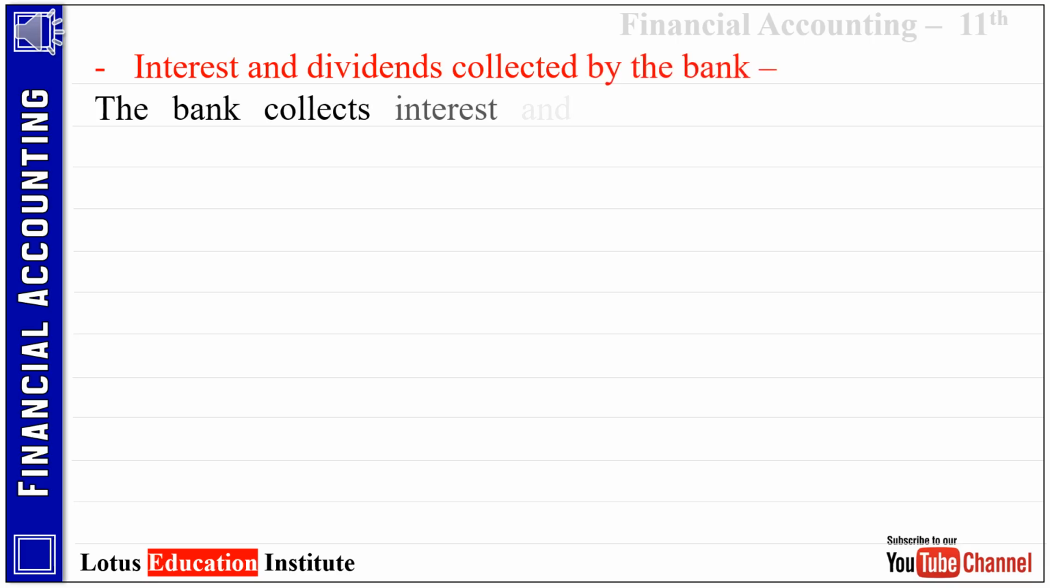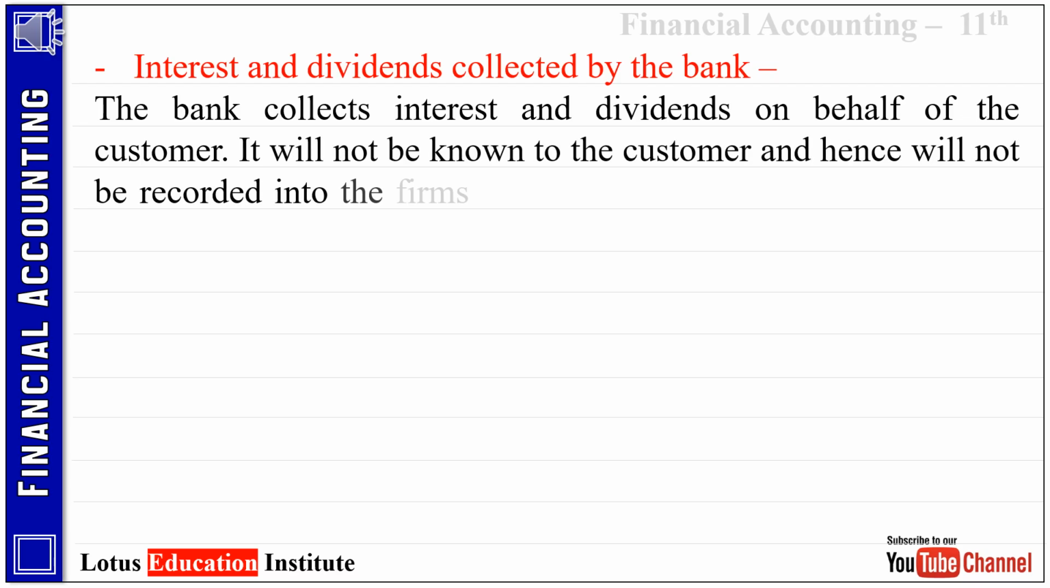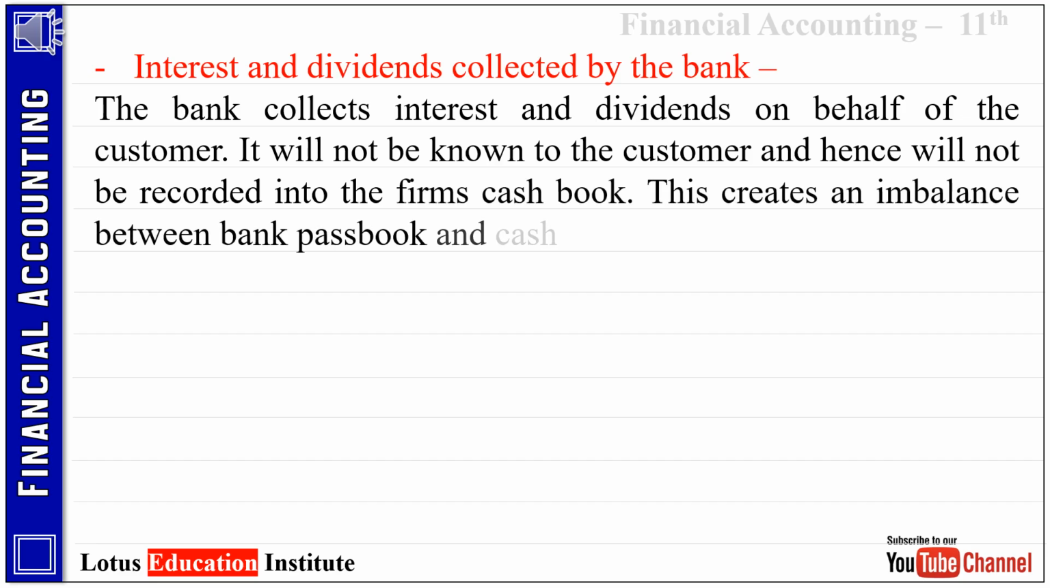Interest and dividends collected by the bank. The bank collects interest and dividends on behalf of the customer. It will not be known to the customer and hence will not be recorded into the firm's cash book. This creates an imbalance between bank passbook and cash book.